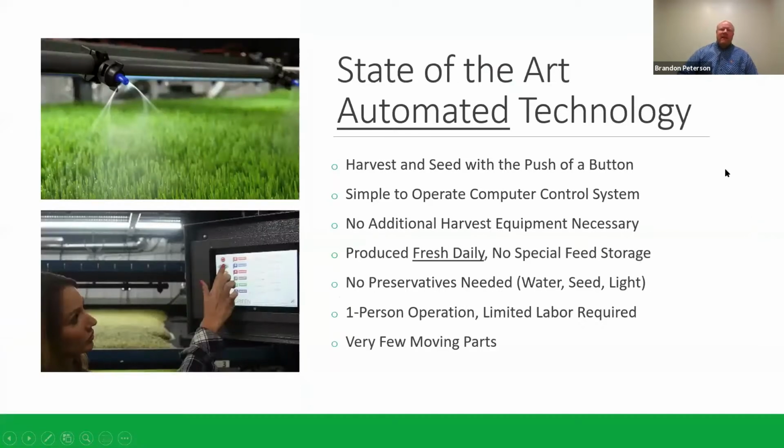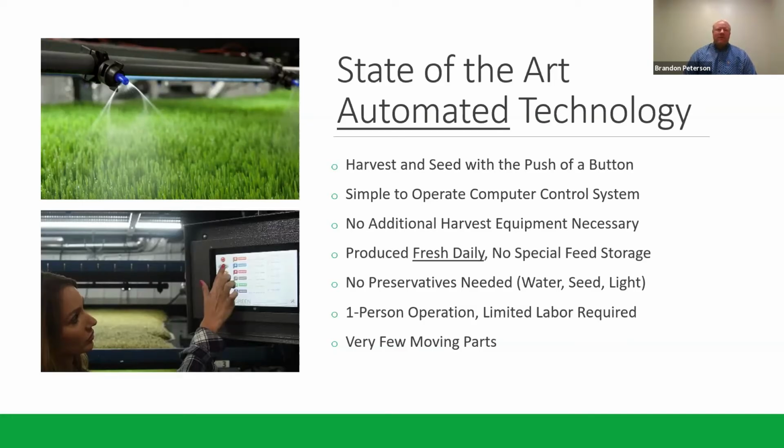So what we're using is state-of-the-art technology. It's an automated system that basically harvests and seeds with the push of just one button. It's simple to operate, as you saw in the video. It's a touchscreen computer that with one button will start the seeding and harvest process. There's no additional harvest equipment needed. It's going to produce live fresh feed every single day with really no special feed storage.